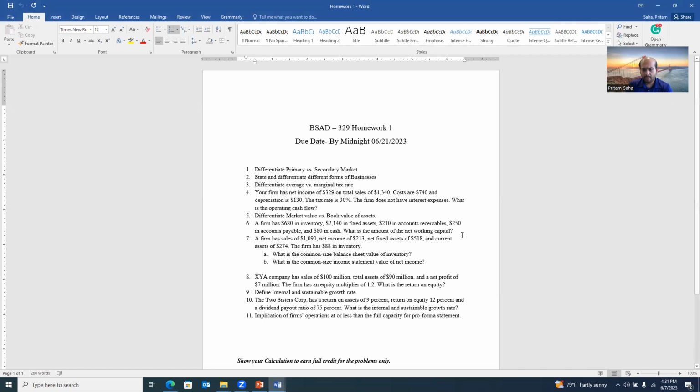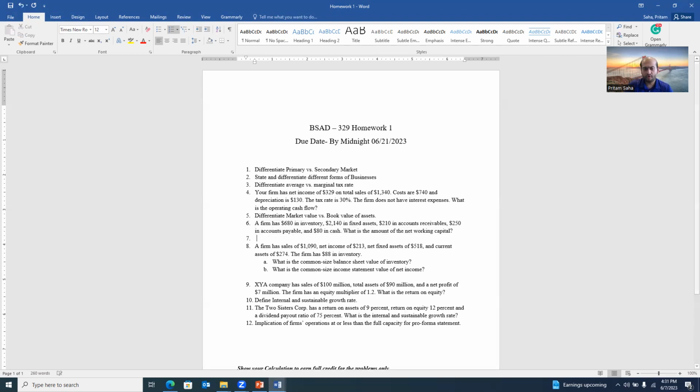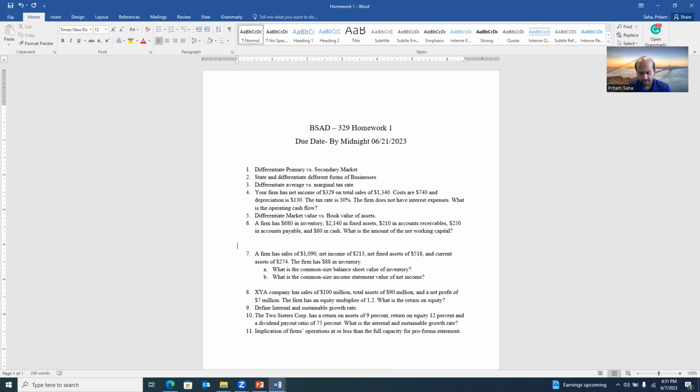Now let's talk about problem 6 a little bit. Problem 6 is asking for net working capital. So if you go to the slide, we know that net working capital is a function of current assets minus current liabilities. Okay.